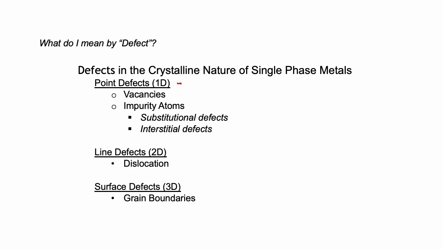Then the two-dimensional defect is called a dislocation. I'm not going to talk about it much today. We'll get into it down the road. But those defects are what we use when we strain harden, or cold work, metals. And then the 3D defects are grain boundaries. These are surfaces across which the direction of the crystal changes. And we can add those defects and make a metal stronger by a process called recrystallization.